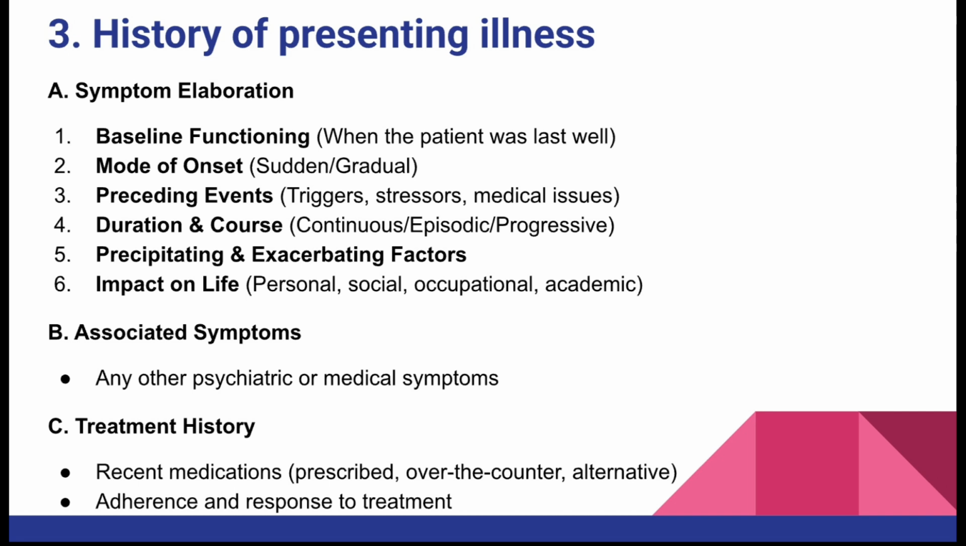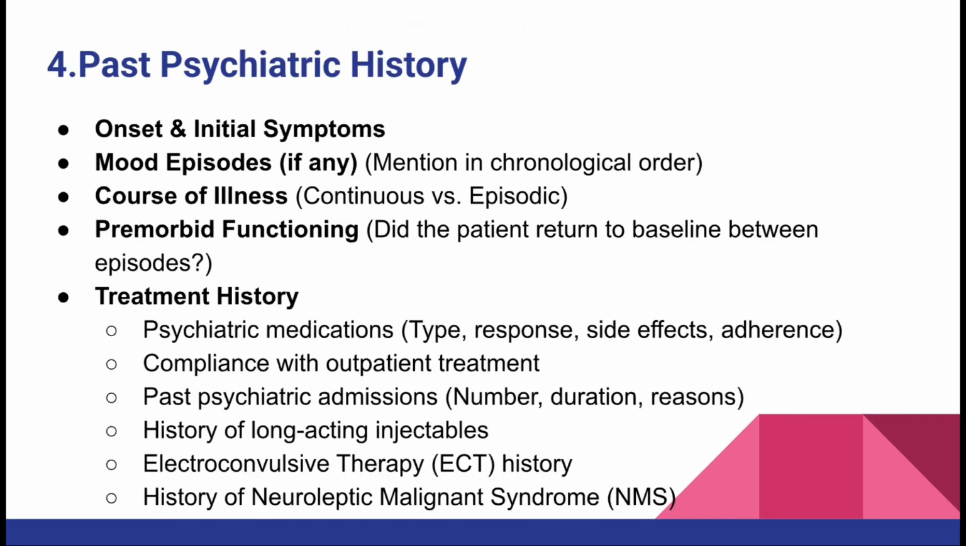Then we mention the symptoms which are associated with these core symptoms. These can be psychiatric or medical. And finally, any treatment that the patient has taken, whether prescribed or over the counter. We also may ask the patient any response that he showed to the treatment. After HOPI, we move towards past psychiatric history.